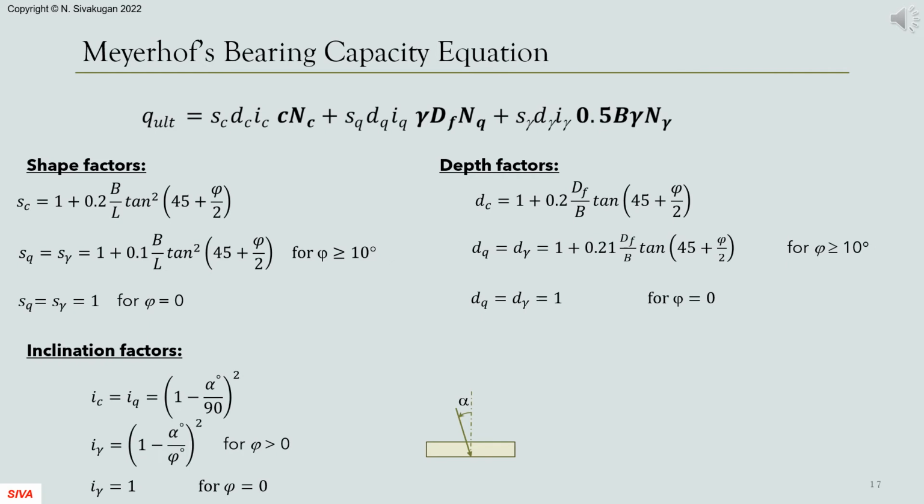Here is Meyerhof's bearing capacity equation with the shape, depth, and inclination factors. When using Meyerhof's equation, use Meyerhof's N gamma. When using Vesic's equation, use Vesic's N gamma. Never mix them.